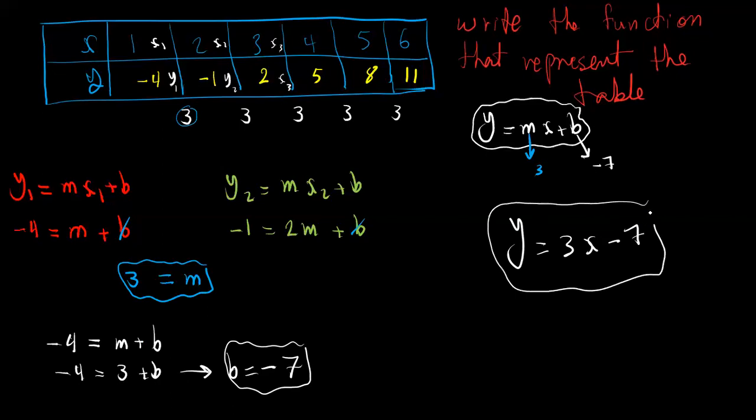Yes. Check your answer. Replace x with 4. If it's 5, you're correct. Yes. 3 times 4 is 12. 12 minus 7 is 5. Replace x with 5: 3 times 5 is 15. 15 minus 7 is 8. Replace x with 2: 3 times 2 is 6. 6 minus 7 is -1. So this function, or this equation, is represented by this table.